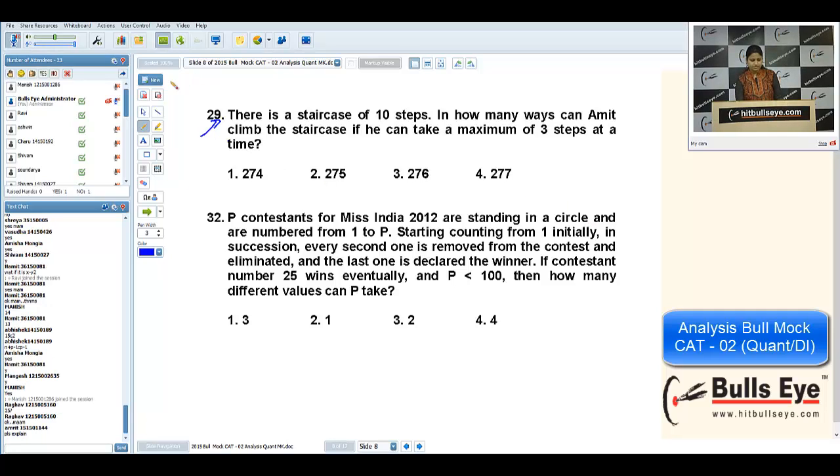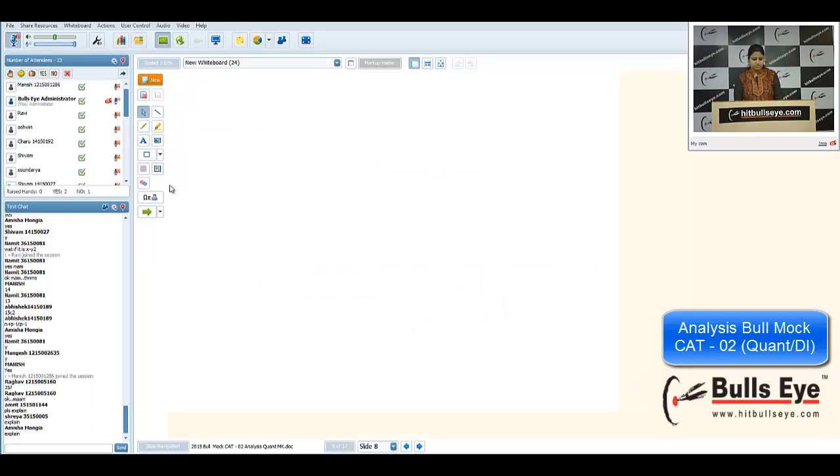Okay, Amrit. See, there is a staircase of 10 steps. In how many ways can Amit climb the staircase if he can take a maximum of 3 steps at a time? Okay, nice one. Let me first explain the meaning of the question. I'm taking smaller cases. Let the number of steps be 1. I'm writing ways here. In how many ways can you climb the steps? Only 1.